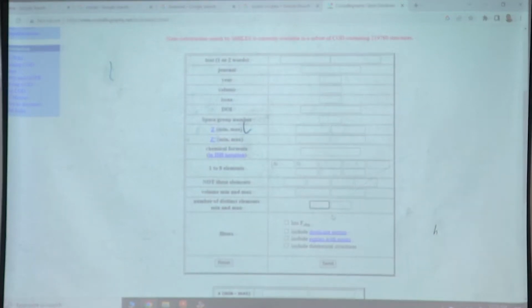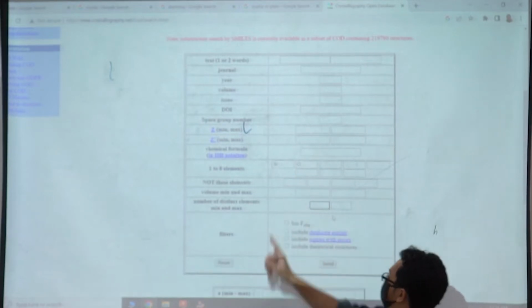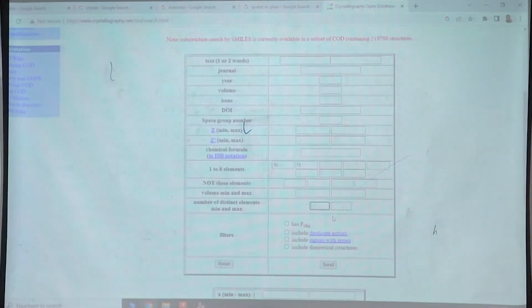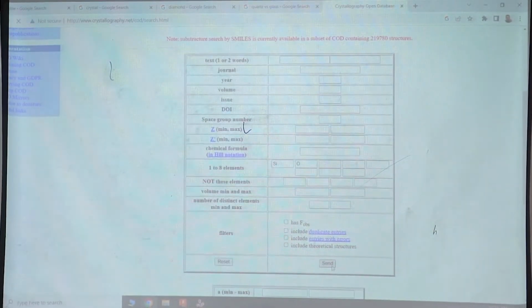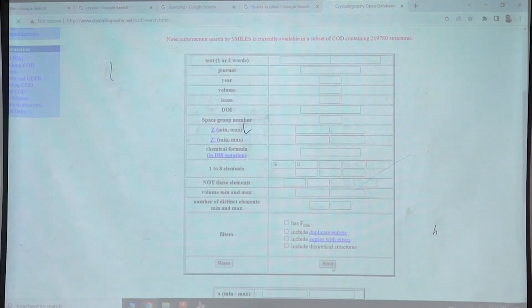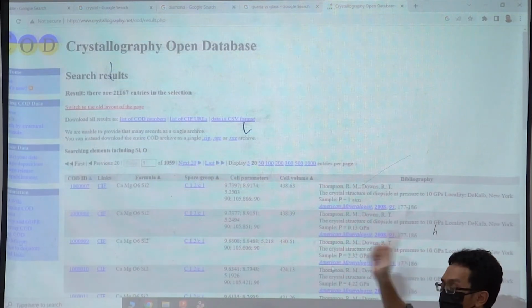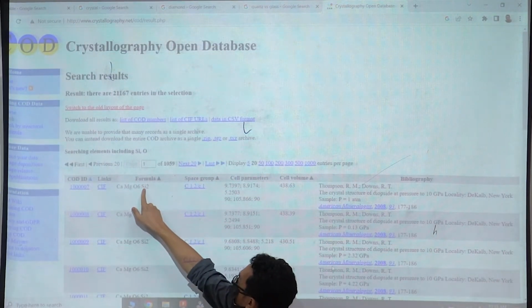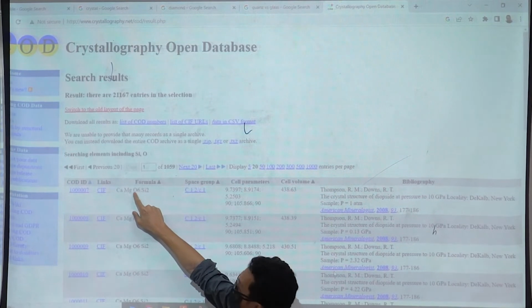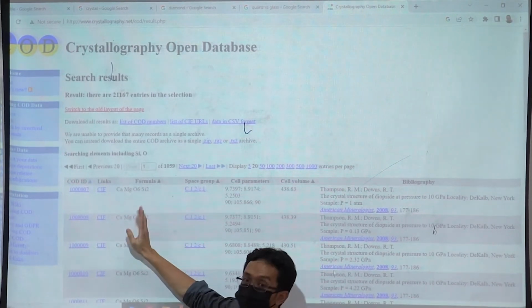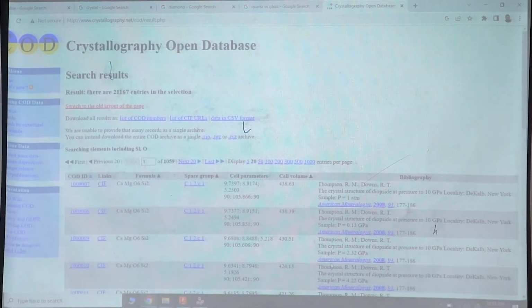If I just put the elements here and I send, meaning that I make a query, what will happen is that they will try to find all the publications that have silicon and oxygen plus other things. Here you have silicon 2, oxygen 6, plus other things. We don't want this. We want only silicon and oxygen.